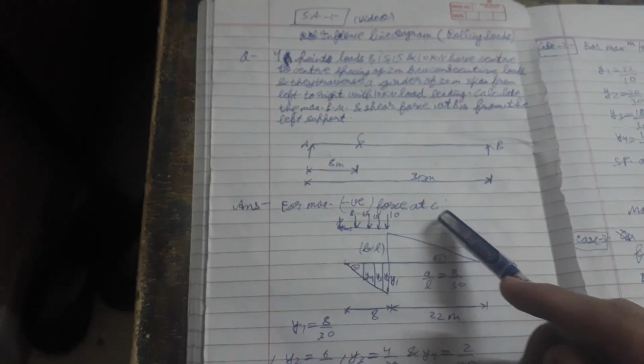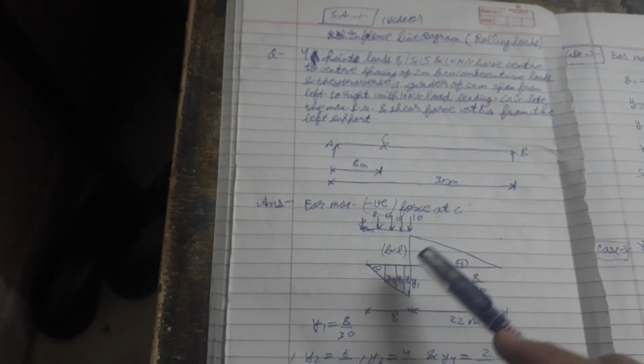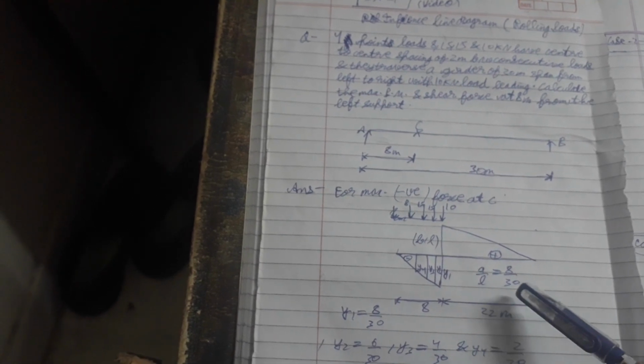For maximum negative shear force at C, this is B by L, this is Y1, Y2, Y3, Y4. A by L is equal to 8 by 30. This is 8, this is 22. Y1 is equal to 8 by 30, Y2 is equal to 6 by 30, Y3 is equal to 4 by 30, Y4 is equal to 2 by 30.